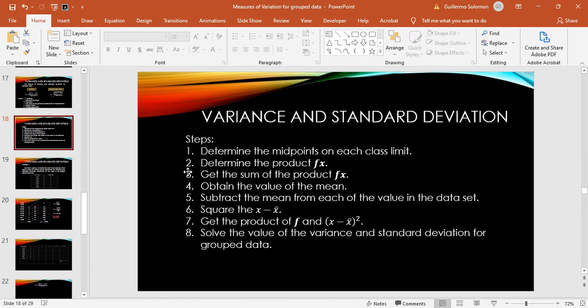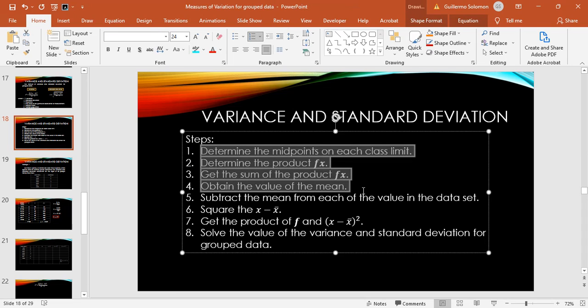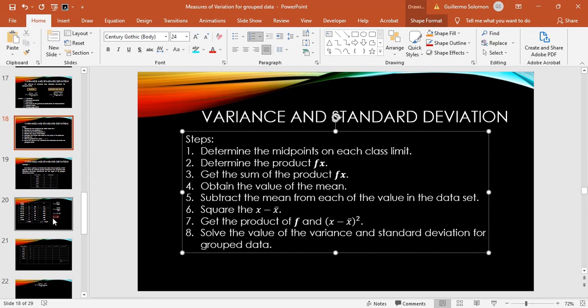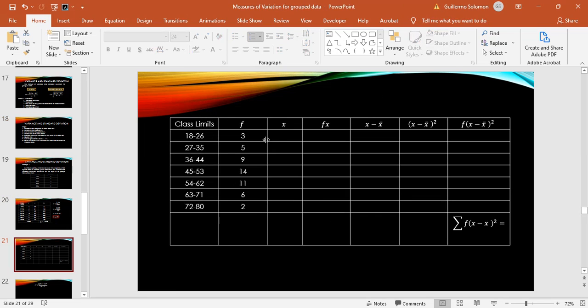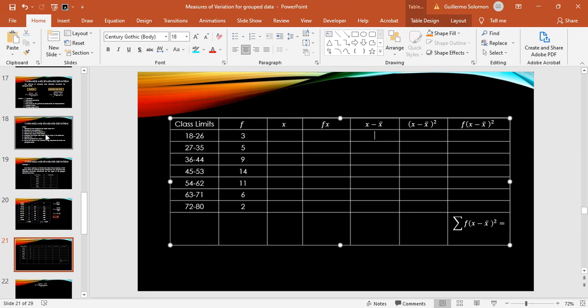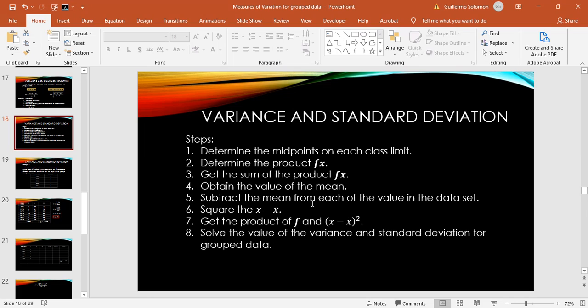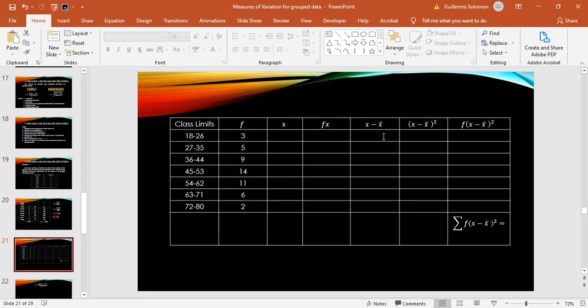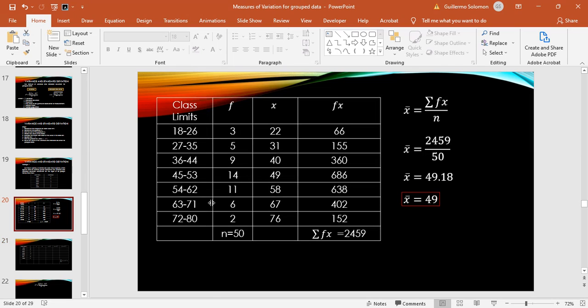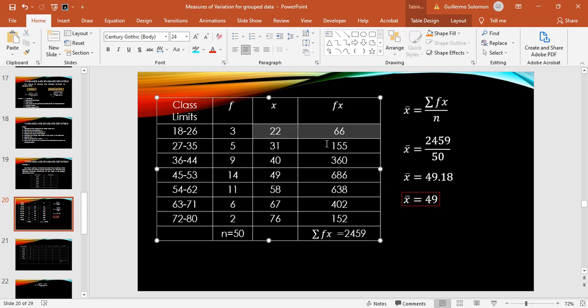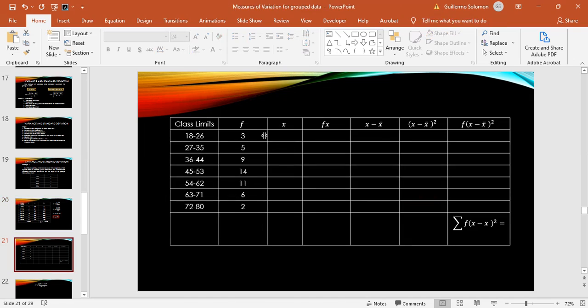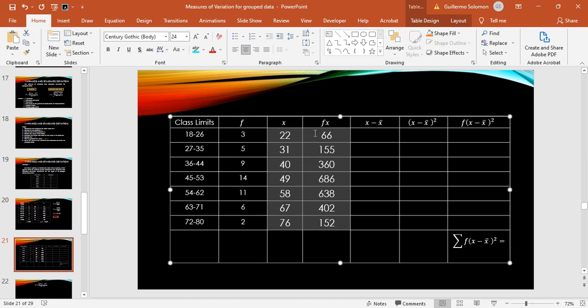Okay, actually, itong first 4 steps dito, for getting the mean yan. Okay, proceed tayo sa step 5. Then, sa step 5, sabi, subtract the mean from each of the values in the dataset. Okay, ayun. So, subtract lang natin yung mean from each of the values in the dataset. Okay. So, ito, kakopy ko lang ito. Ito nakuha natin dito.